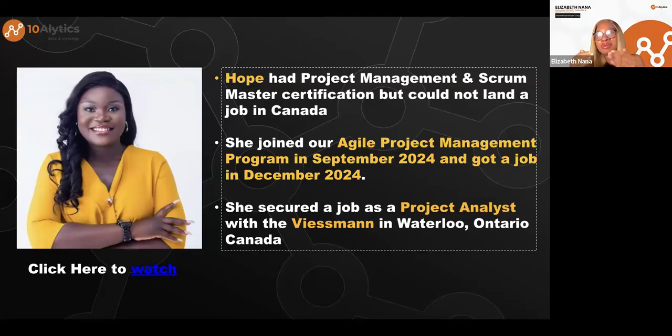Now, why, you might be asking yourself, she had the certification before. Why did she not secure a job? The reason she did not secure a job is she did not have proof of work. She did not have proof of experience. She did not have a portfolio to show recruiters and say, look, I've worked on multiple projects. And these are some of the projects I've worked on. I can walk you through some of this project.